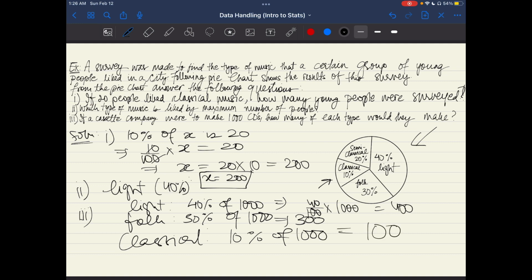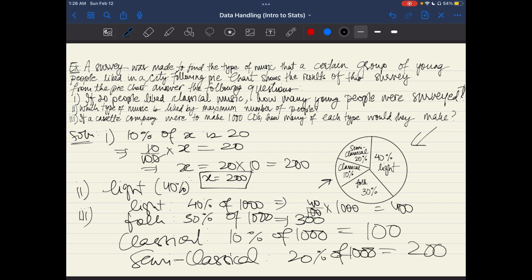100, and semi-classical will be 200. So light music, there will be 400. For folk music, there will be 300. For classical, there will be 100. And for semi-classical, there will be 200 CDs if there were a total of 1,000 CDs made.